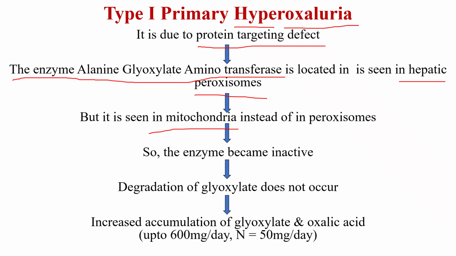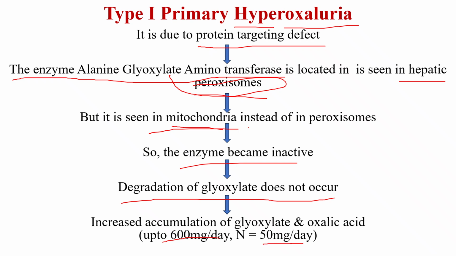So only the enzyme position is different. It has to be present in the hepatic peroxisomes, but instead it is present in the mitochondria. Ultimately, the enzyme becomes inactive because the position has been lost. So the degradation of glyoxylate will not occur; glyoxylate cannot be degraded. So there will be accumulation of glyoxylate and oxalic acid in the body. Normally glyoxylate is 50 mg per day, but it rises up to 600 mg per day.